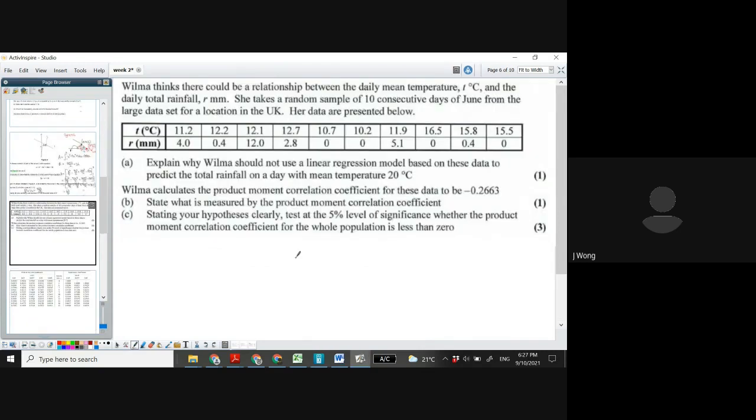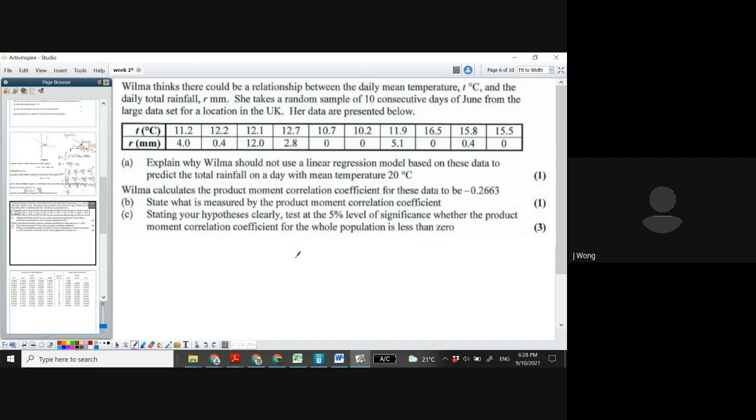Question 3. So Wilma thinks there could be a relationship between two variables in a large data set, and she takes a random sample of 10 consecutive days of June from the large data set for a certain location in the UK. So that's the table. And now question A. They ask why she should not use a linear regression model based on these data to predict the total rainfall on the day with mean temperature of 20 Celsius. So I'll explain this question verbally.